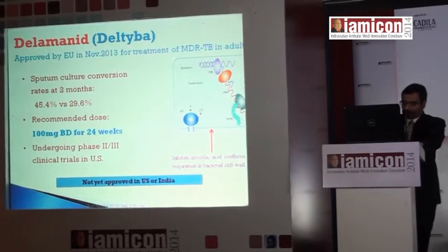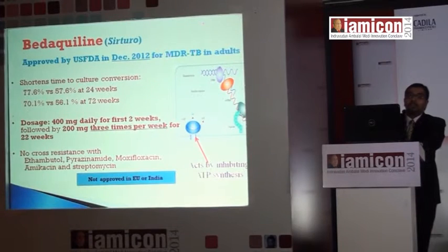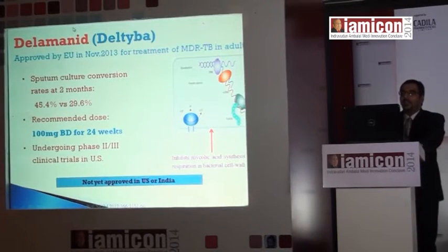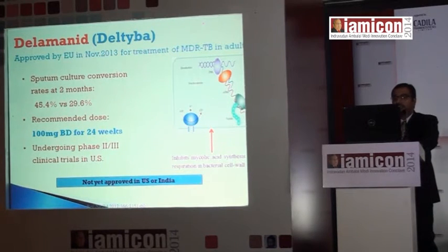Bedaquiline was shown to increase the QT interval, so the patient needs constant ECG monitoring and LFT. Then delamanid. Delamanid was approved in the European market in November 2013. It acts by inhibiting mycolic acid synthesis and synthesis of the bacterial cell wall. The recommended dose was 100 milligram BD for 24 weeks. Again, these are not approved in the US market and in India.